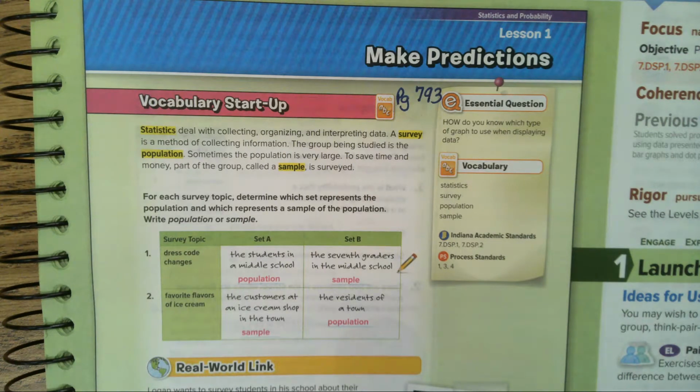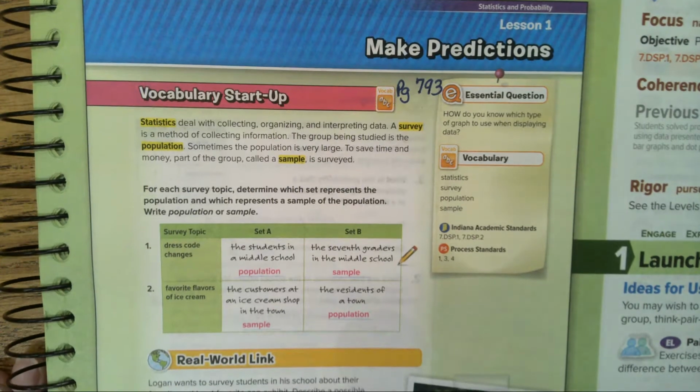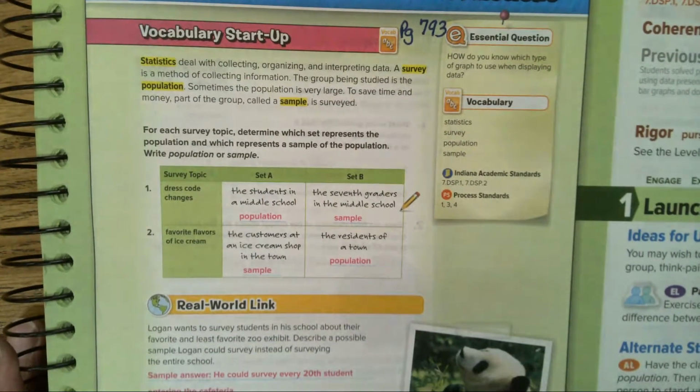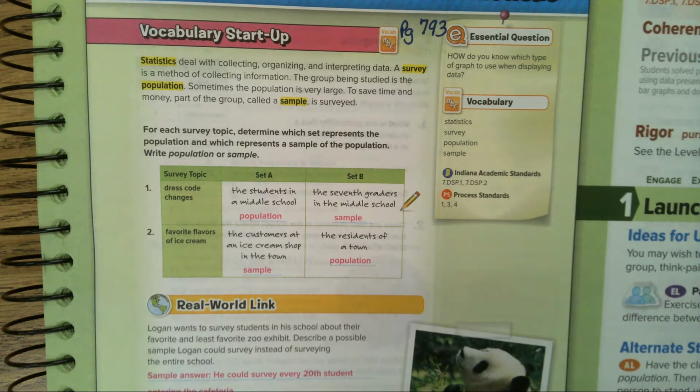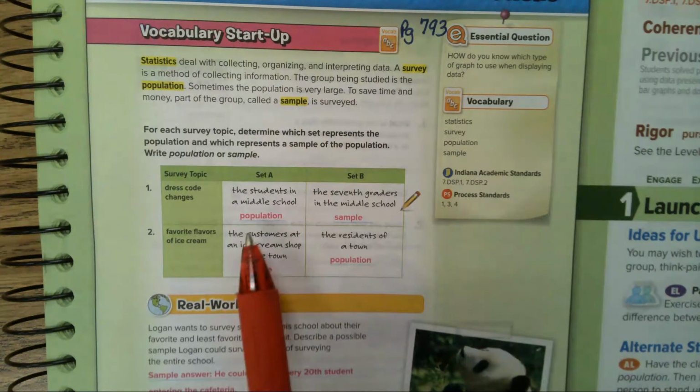Now, for each survey topic, determine which set represents the population and which set represents a sample of the population. Write population or sample. So let's look at this, and we already have the answers down because we only have a 30-minute class block, and it's a little less than that now. So we're just going to go straight to what you need to write down. Here, dress code changes. Set A, the students in a middle school. That's a population. The 7th graders in the middle school, that's a part of the population, and that's called a sample. So write sample here and population there.